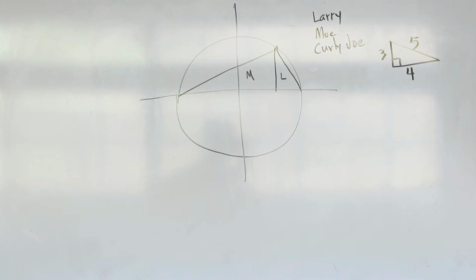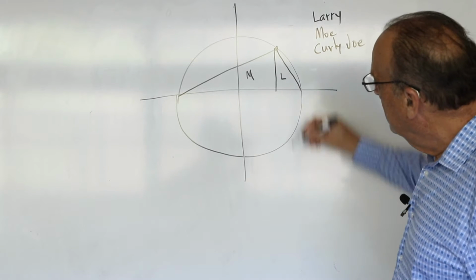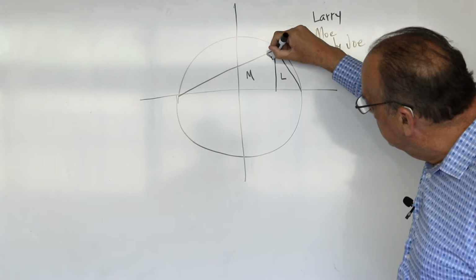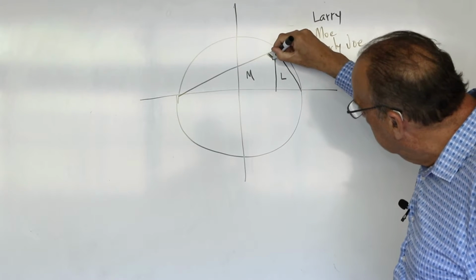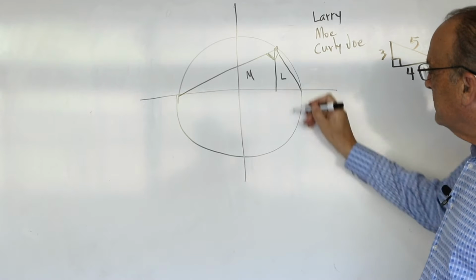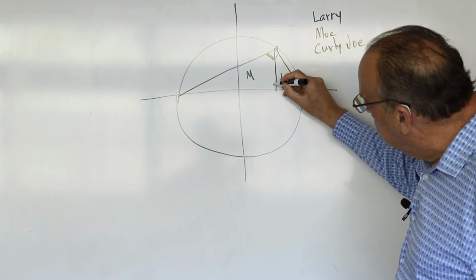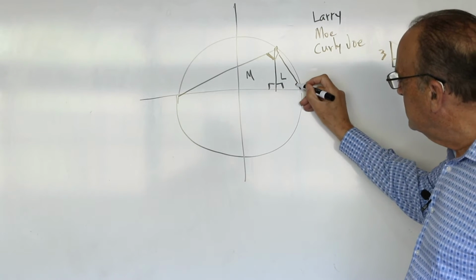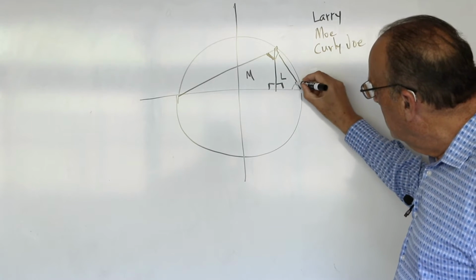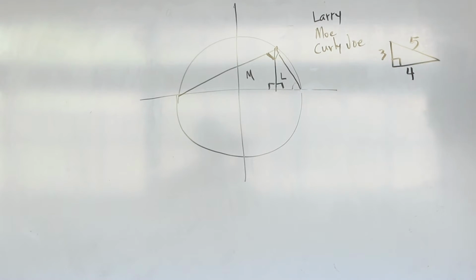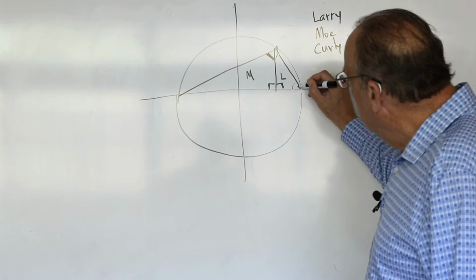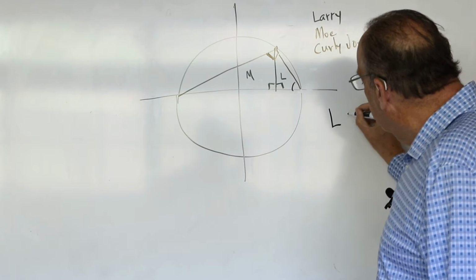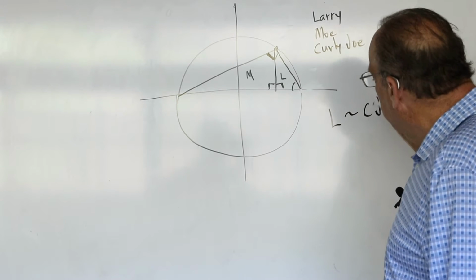Now I claim these are similar triangles because they have the same 3 angles. So it's not hard to prove. We know from Thales's theorem that this is a right angle. So Curly Joe has a right angle, but so does Larry, and so does Mo. So Larry and Curly Joe share this angle. So if they have 2 angles the same, they have 3 angles the same, which means they're similar and they have the same basic shape. So Larry is similar to Curly Joe.